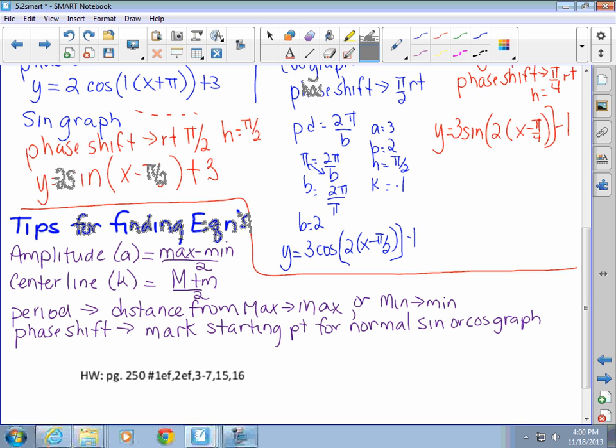And then the last one is to find that B value, the horizontal stretch. To find your B value, once you have your period, use your formula. Your period is equal to 2 pi over B, so that means your B is equal to 2 pi divided by your period. Okay, so those 5 key things are what's going to help you to find the equations for graphs.